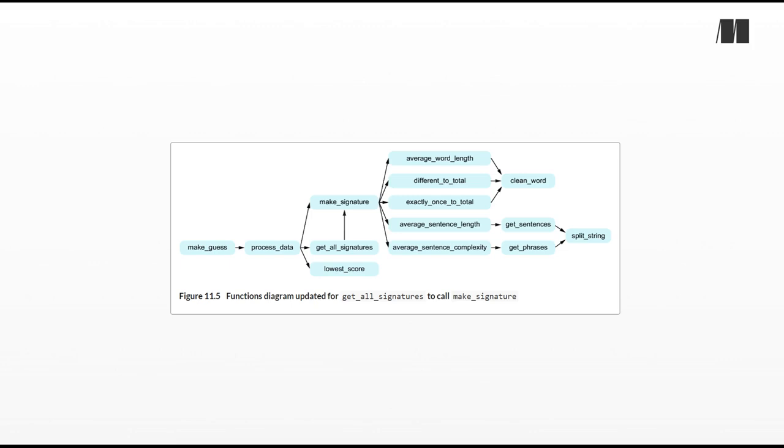This kind of association is precisely why Python has dictionaries. We'll therefore have this function return a dictionary, where the keys are names of files, and the values are the corresponding signature. Our function diagram didn't need any new functions to support the getAllSignatures function, so our updated diagram in figure 11.5 just shows how getAllSignatures calls makeSignature. Figure 11.5. Functions diagram updated for getAllSignatures to call makeSignature.